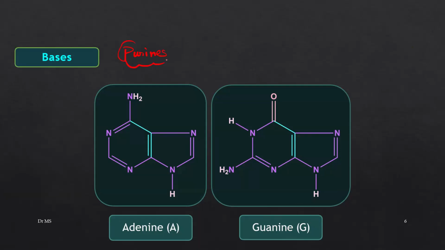Okay, so you can say adenine and guanine come under purines. So what are purines? Purines are made up of two rings. You can see here, this is one ring, this is the second ring. So it is made up of two rings.